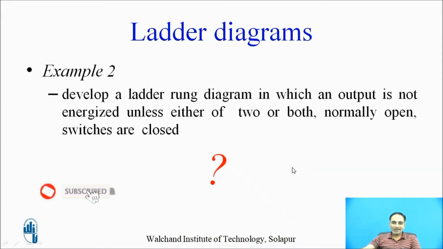Let us take some time and develop a ladder rung diagram for this example 2. In this example 2, the condition is: output is not energized unless either of two or both normally open switches are closed. So take some time and draw a simple ladder rung diagram for this operation. To solve this, you need to understand the statement. If you read this statement carefully, you will observe that this is a simple OR operation.